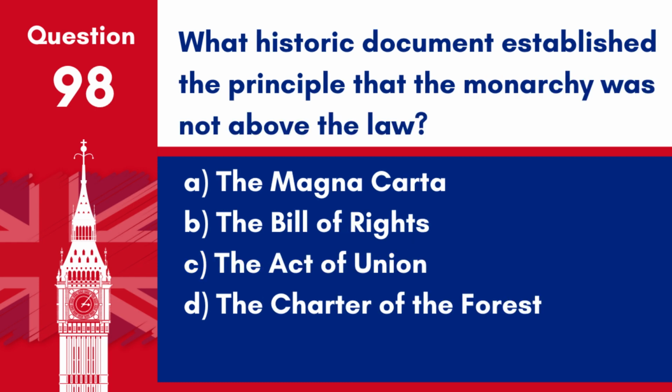Question 98. What historic document established the principle that the monarchy was not above the law? A. The Magna Carta. B. The Bill of Rights. C. The Act of Union. D. The Charter of the Forest.